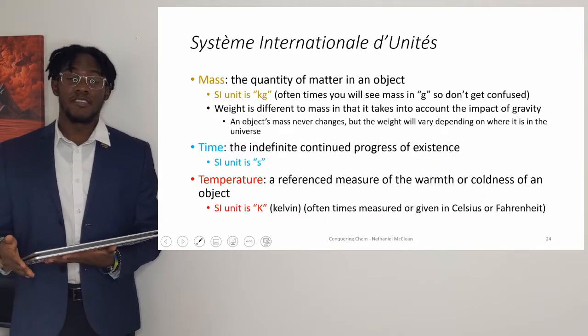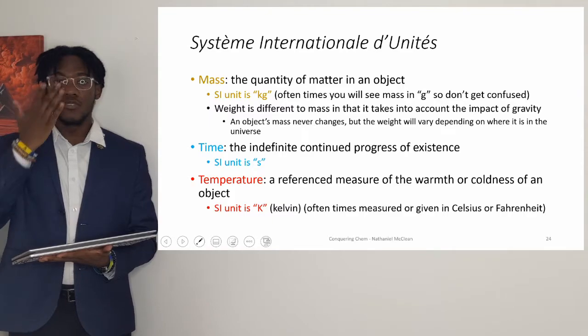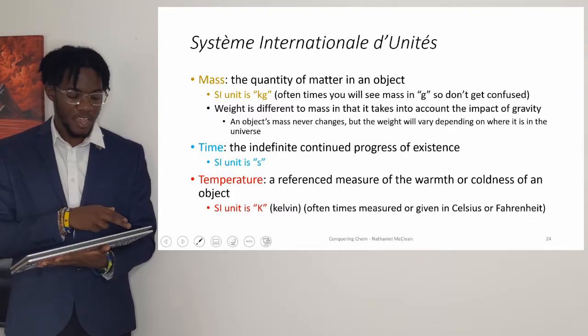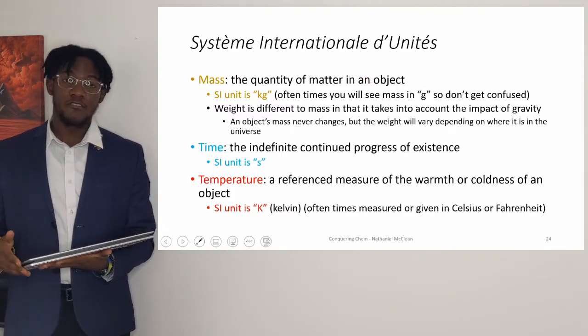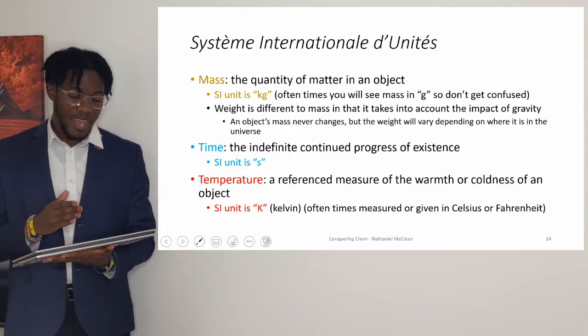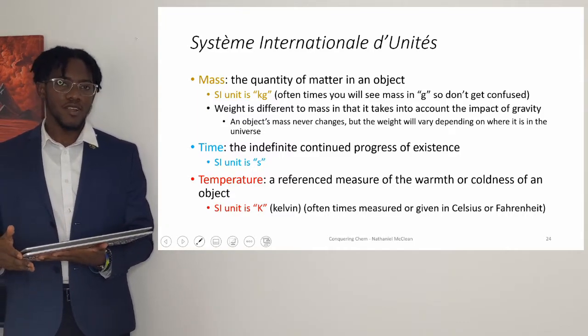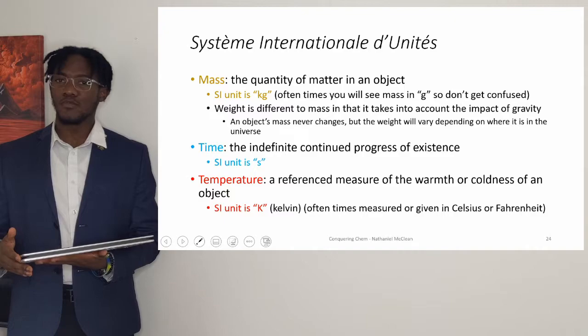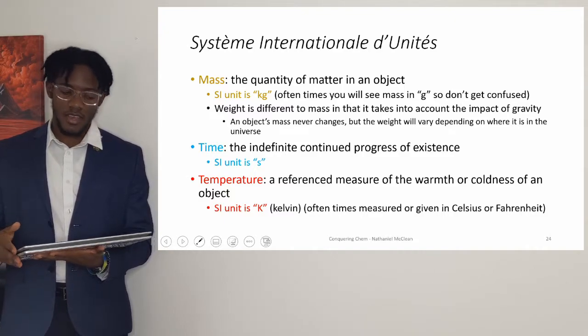Moving on to some of the definitions of the SI units which we'll be using for this general chemistry course. We have the mass, which is the quantity of matter in an object. Now the SI unit for mass is actually the kilogram, even though you will mainly see grams more so than kilograms, so just don't let that confuse you.